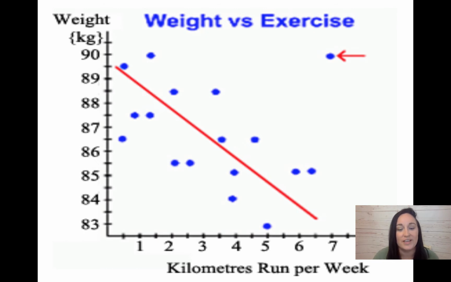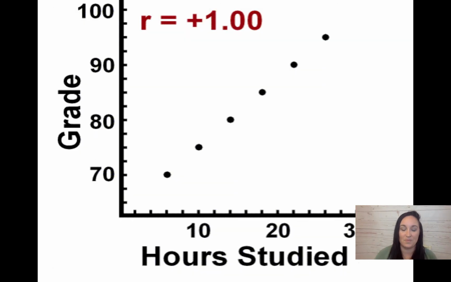Okay, so you should have paused. You should learn how to read these, as it could come up in a multiple choice question. The more we run per week, the less we weigh. So what is that? That is a negative correlation. This next one kind of gives away at the top, but why don't you pause it and try to read it? If you were to interpret this, you would say, the more hours studied, the higher the grade.